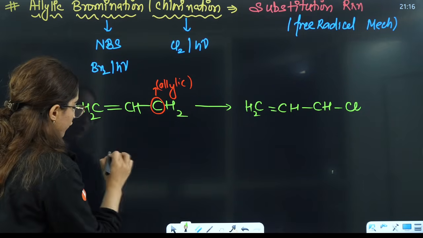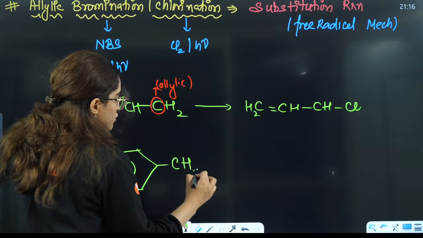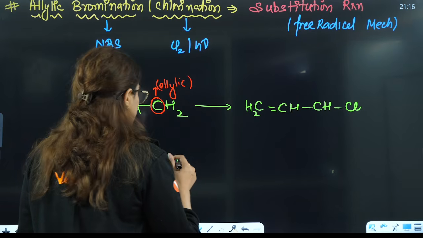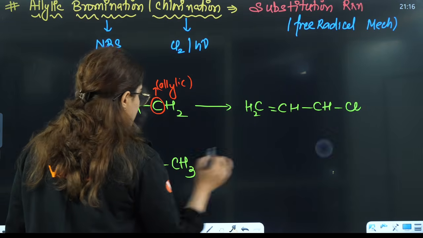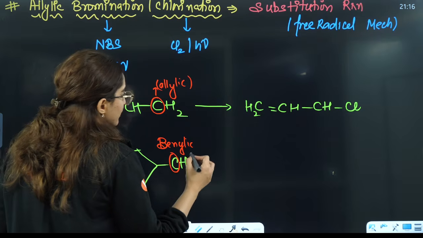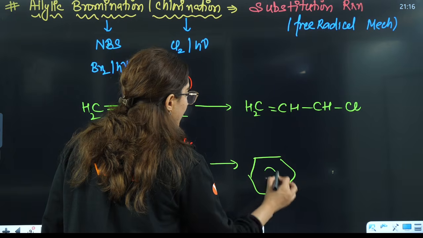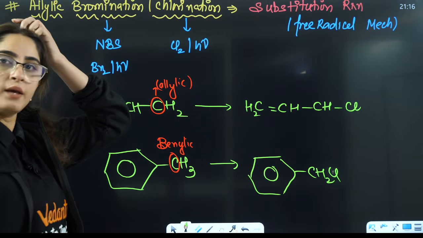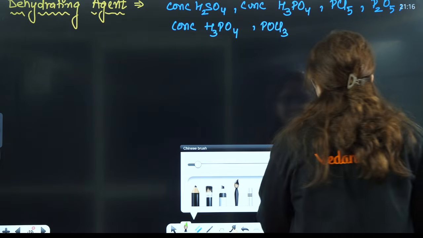That is called allylic substitution. And same here, if you have benzylic means you have benzene, and the carbon actually connected to the benzene is the benzylic position. This carbon is the benzylic position. Now hydrogen connected to this carbon here, that will be substituted by Cl. That is benzylic. Now we have dehydrating agents.